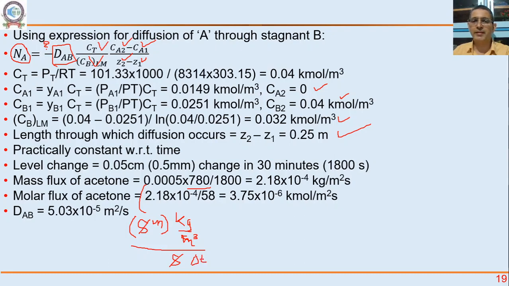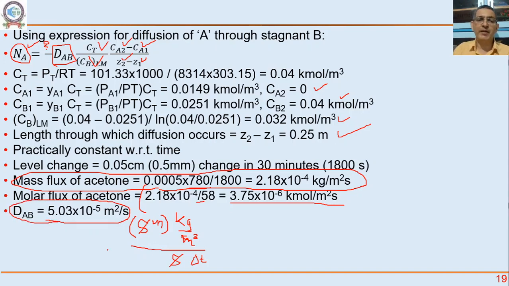Right? Understand this. How is this flux obtained? It is simply based on mass balance. That's why in that MEBC course, you should be 100% confident. So the molar flux of acetone is this divided by 58. You will get 3.75 into 10 raised to minus 6 kilomoles per meter square second. So now I get this, and I can get DAB as 5.03 into 10 raised to minus 5 meters square per second.